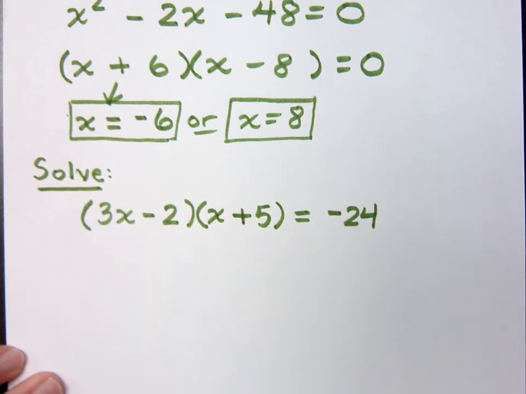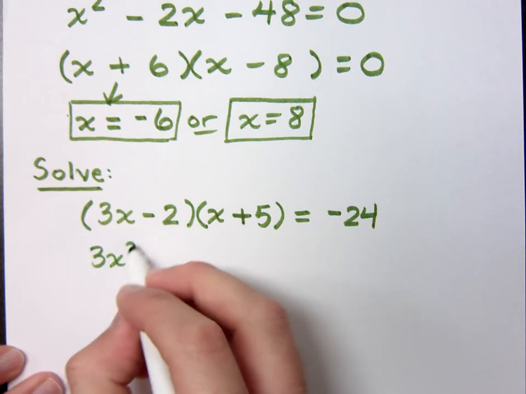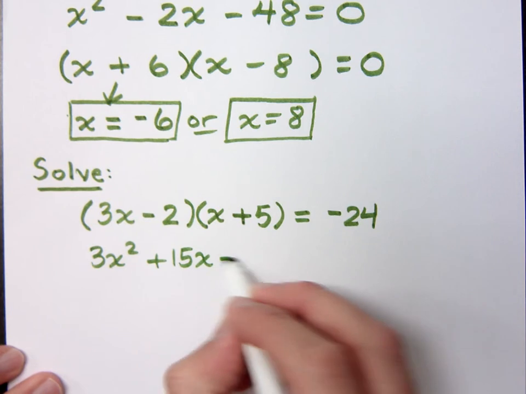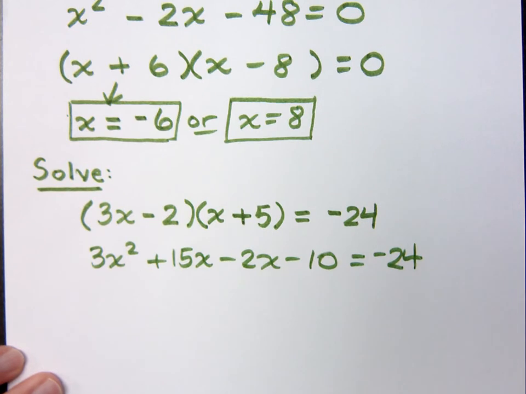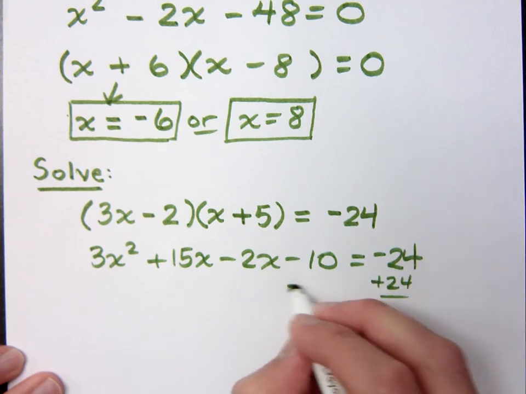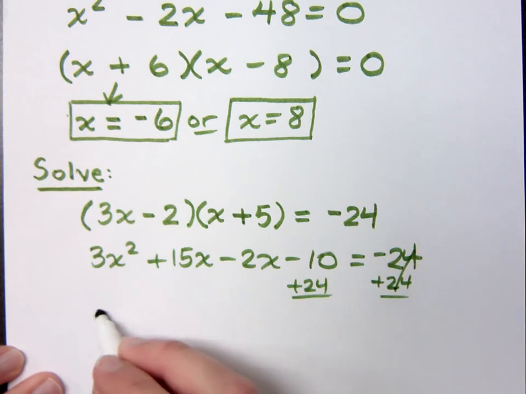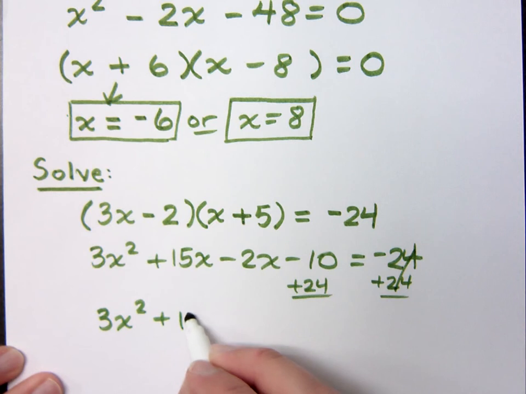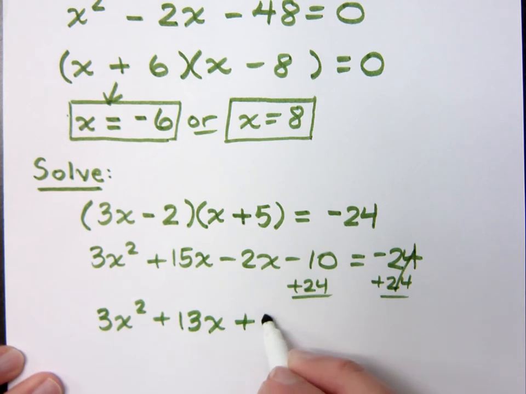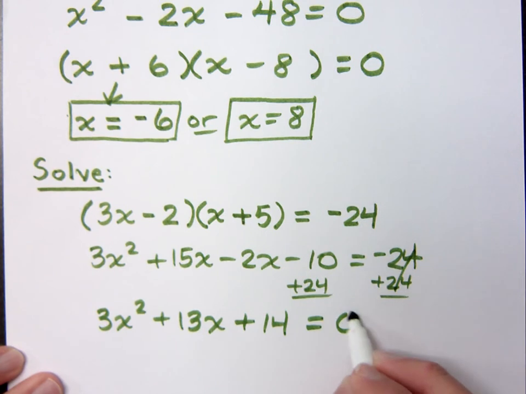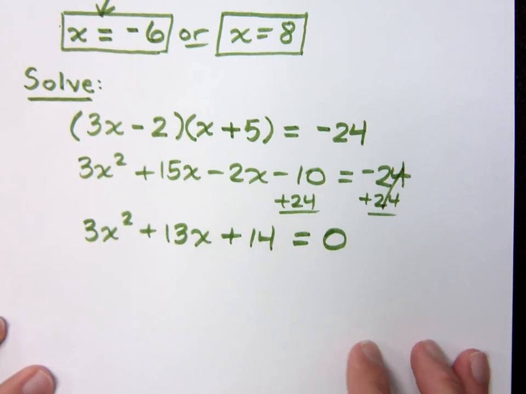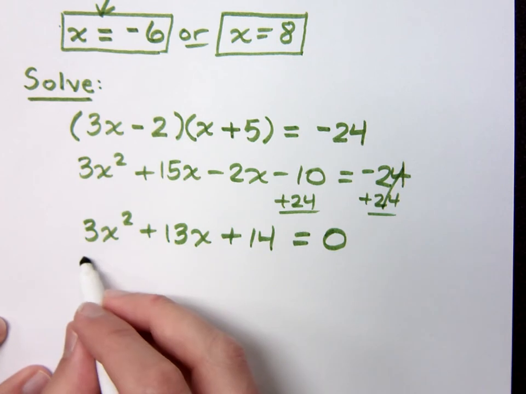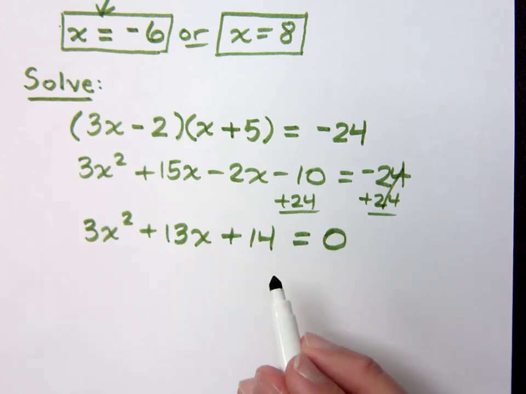What do you get? You're getting 3x squared plus 15x minus 2x. Plus 15x minus 2x. 3x squared. Now I can move this 24 back to the left side where it's supposed to belong. So I have 3x squared plus 13x plus 14 is equal to 0, right? Combine like terms. Now let's see about factoring this guy. Is there a common factor to take out? No. Nothing's common.